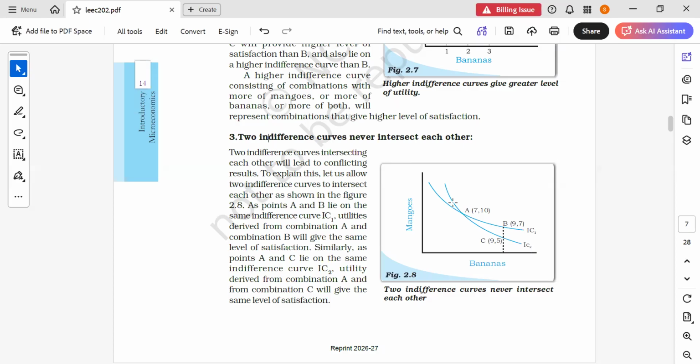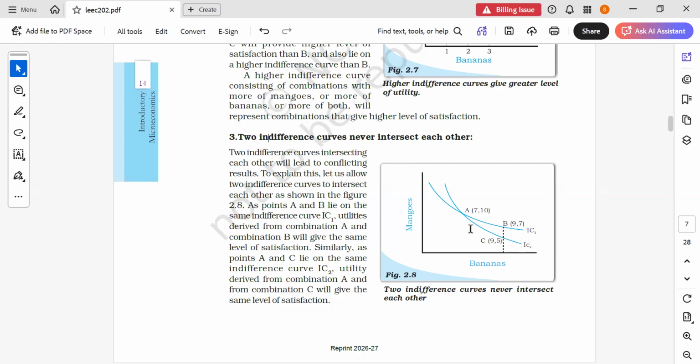So we were discussing that two indifference curves can never intersect each other. Why? Because of these two indifference curves, one is IC1, the other is IC2, and the consumption bundles B and C: the utility derived from B is higher than C. However, the utility derived from A and C is the same, and the utility derived from A and B is also the same. So this is the contradiction that we see if two indifference curves intersect.